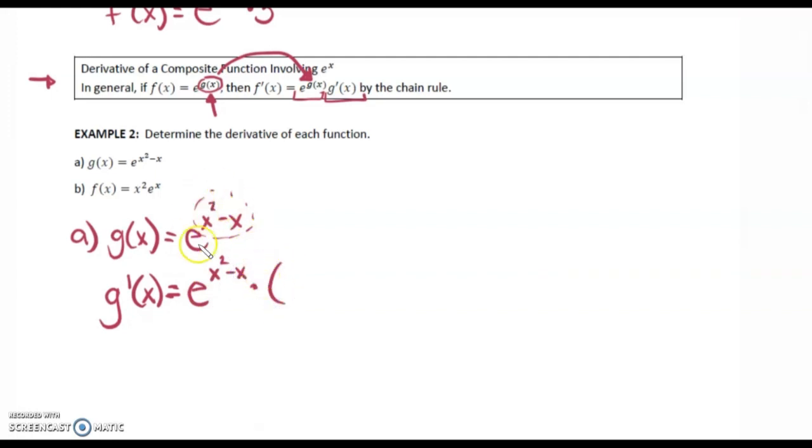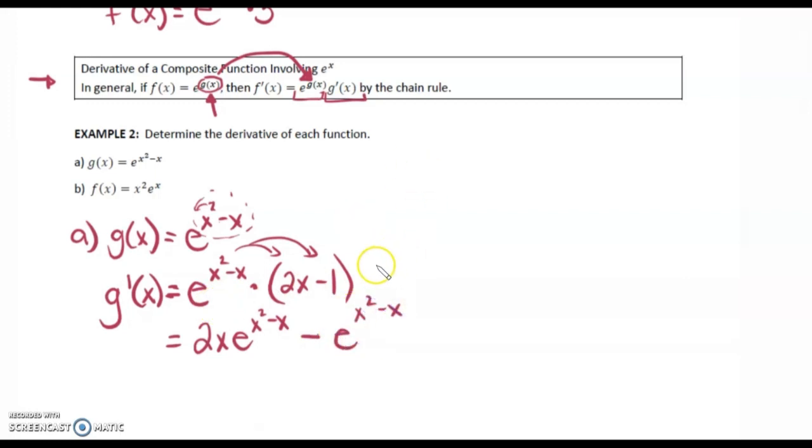times the derivative of this exponent. So the derivative of x^2, you bring that down, we get 2x. Then the derivative of negative x, when it's x, you just take the coefficient, so negative 1. So we can either write it like this, or we can distribute this in, and it would be 2x e^(x^2 - x) - 1 e^(x^2 - x). This one's factored. This one's just expanded. Same thing.